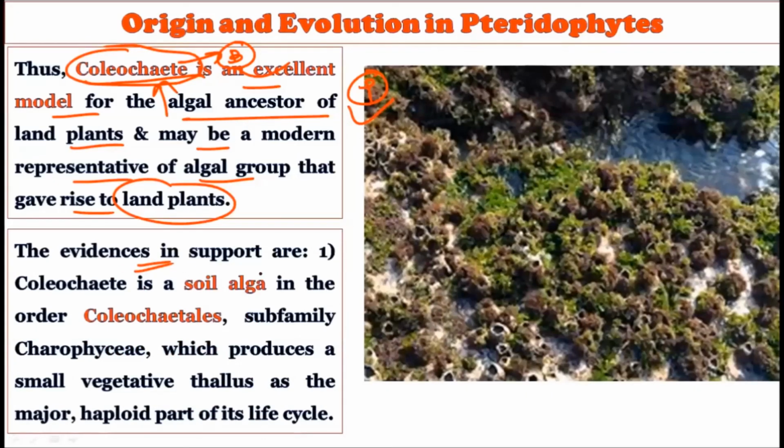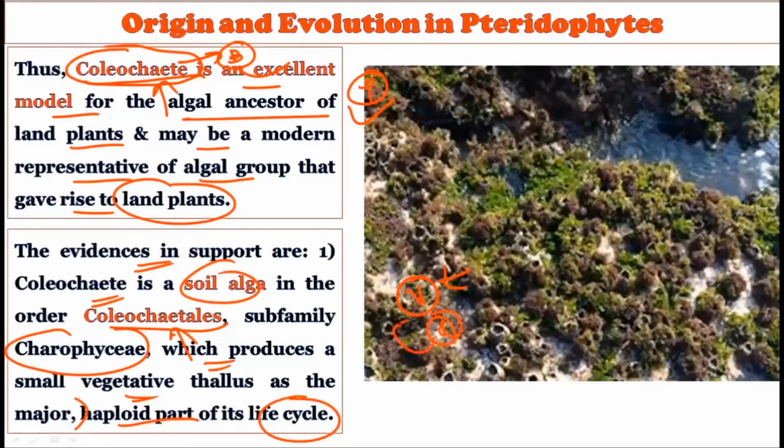If we consider the molecular evidence, Coleochaete is a soil alga, in the order Coleochaetales and the class Chlorophyceae. It produces a small vegetative thallus as the major, haploid part of its life cycle. This thallus is the dominant phase of its life cycle, because, as you already know, in algae the haploid is the dominant phase. So it is producing a haploid thallus, which forms the major part of its life cycle.